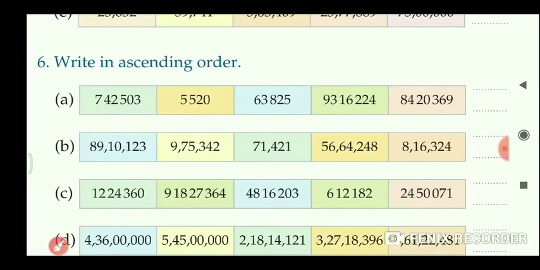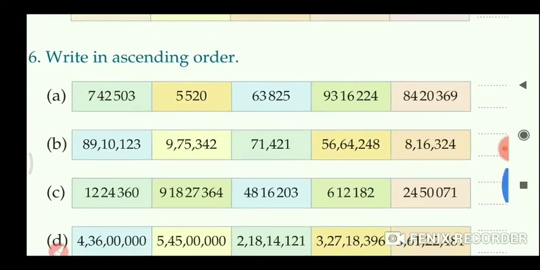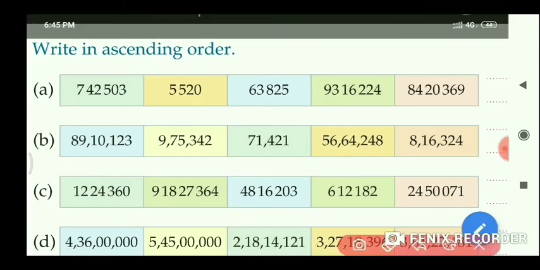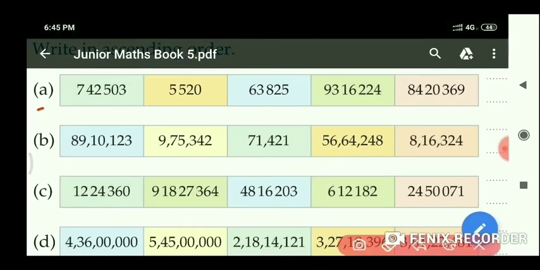What is given? Write in ascending order. Ascending order means what? It is the opposite of descending, smaller to bigger number. So let us see here. Sixth A part, what is given? It is given 7,42,503. We have to check the smallest number first. Okay, it is given up to the lakh place.